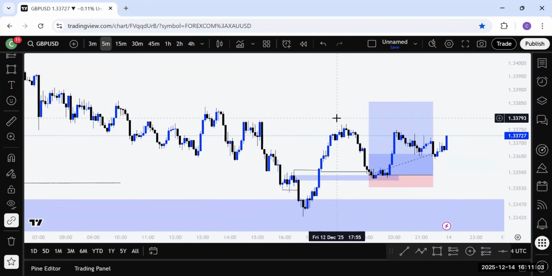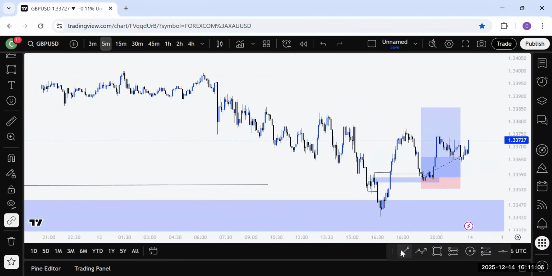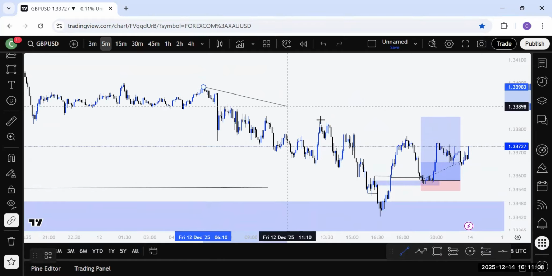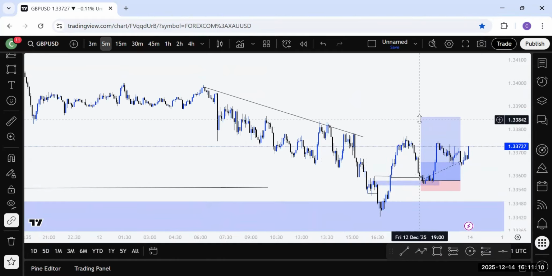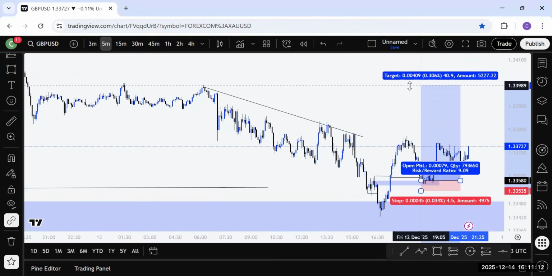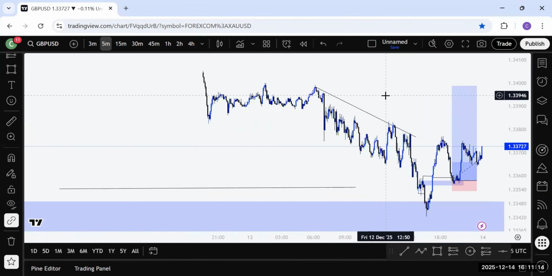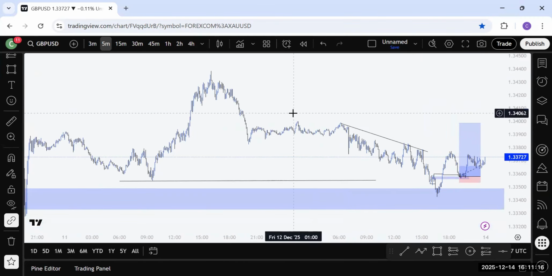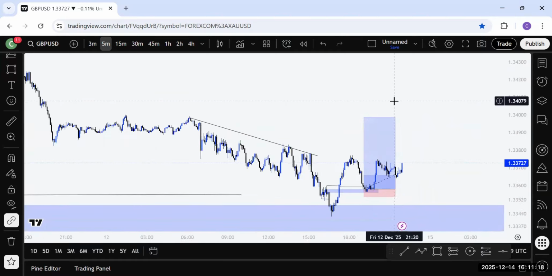But for this one, my target will be to take out this recent trend line liquidity over here. This recent trend line liquidity, that will be the target. So then I'll continue looking for more buys to the upside, more buys. So I'm completely bullish on GBP USD.